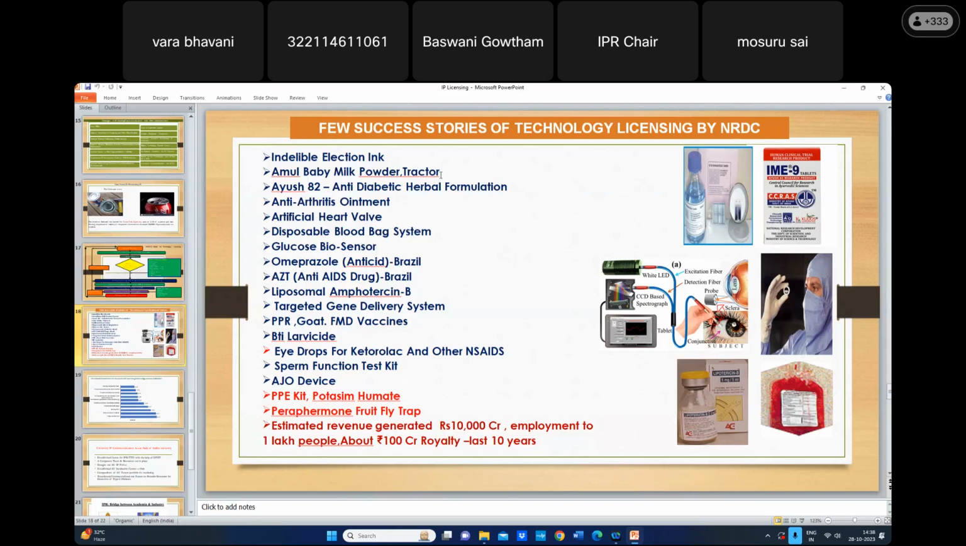The Swaraj tractors technology was licensed. Like that, thousands of technologies were licensed by NRDC to SMEs, large companies, and startup companies. Some of them are listed there. If you go to the website of NRDC, you will get a lot of information about this.